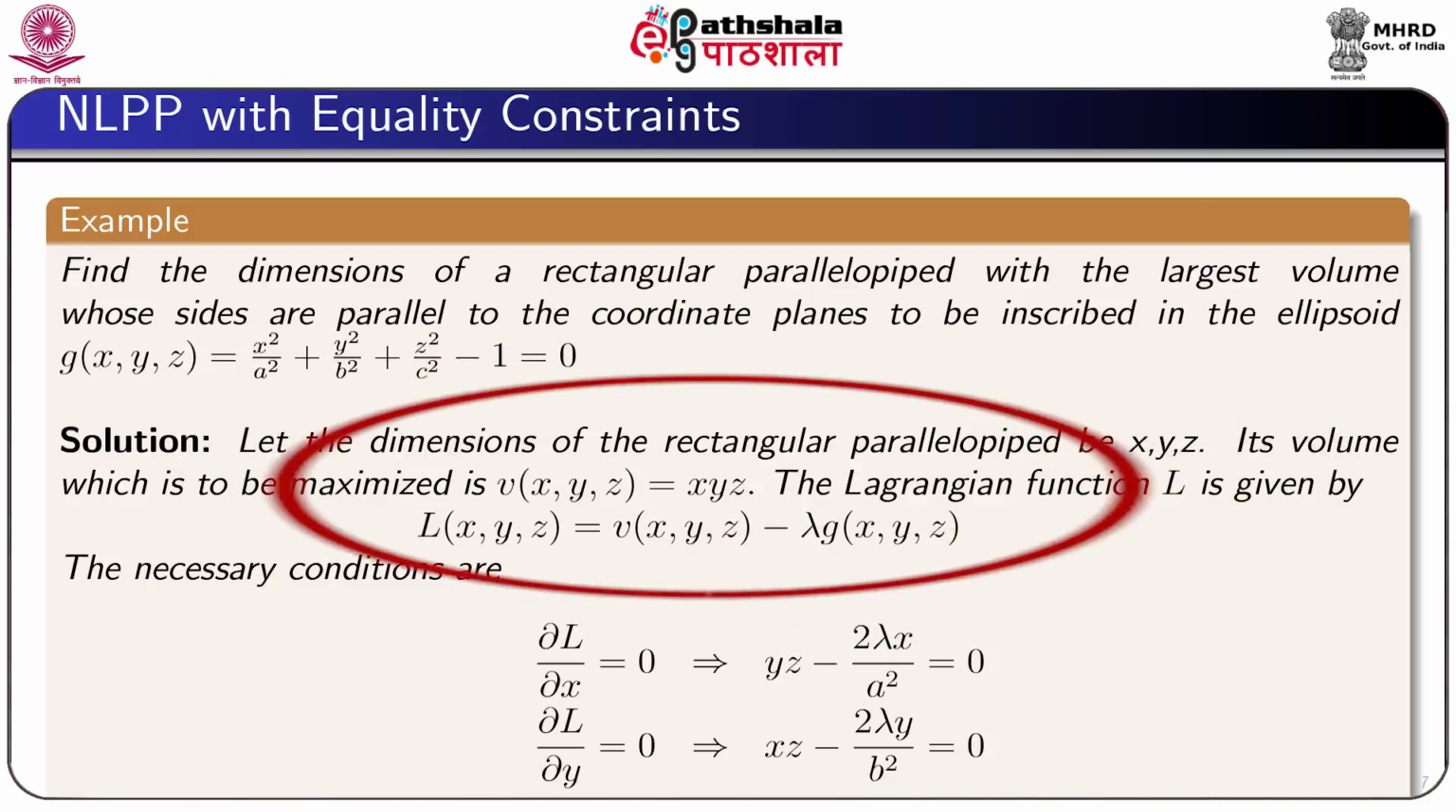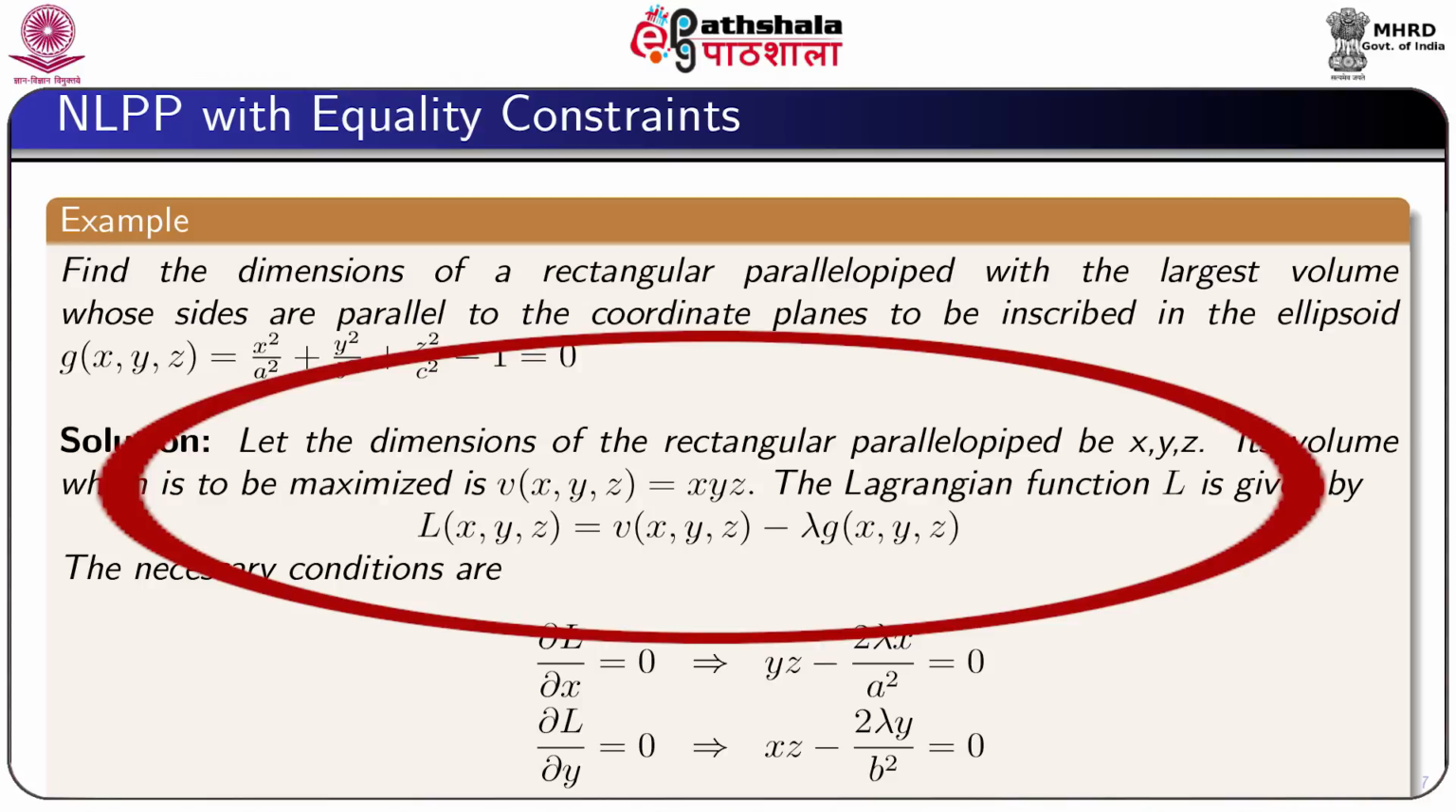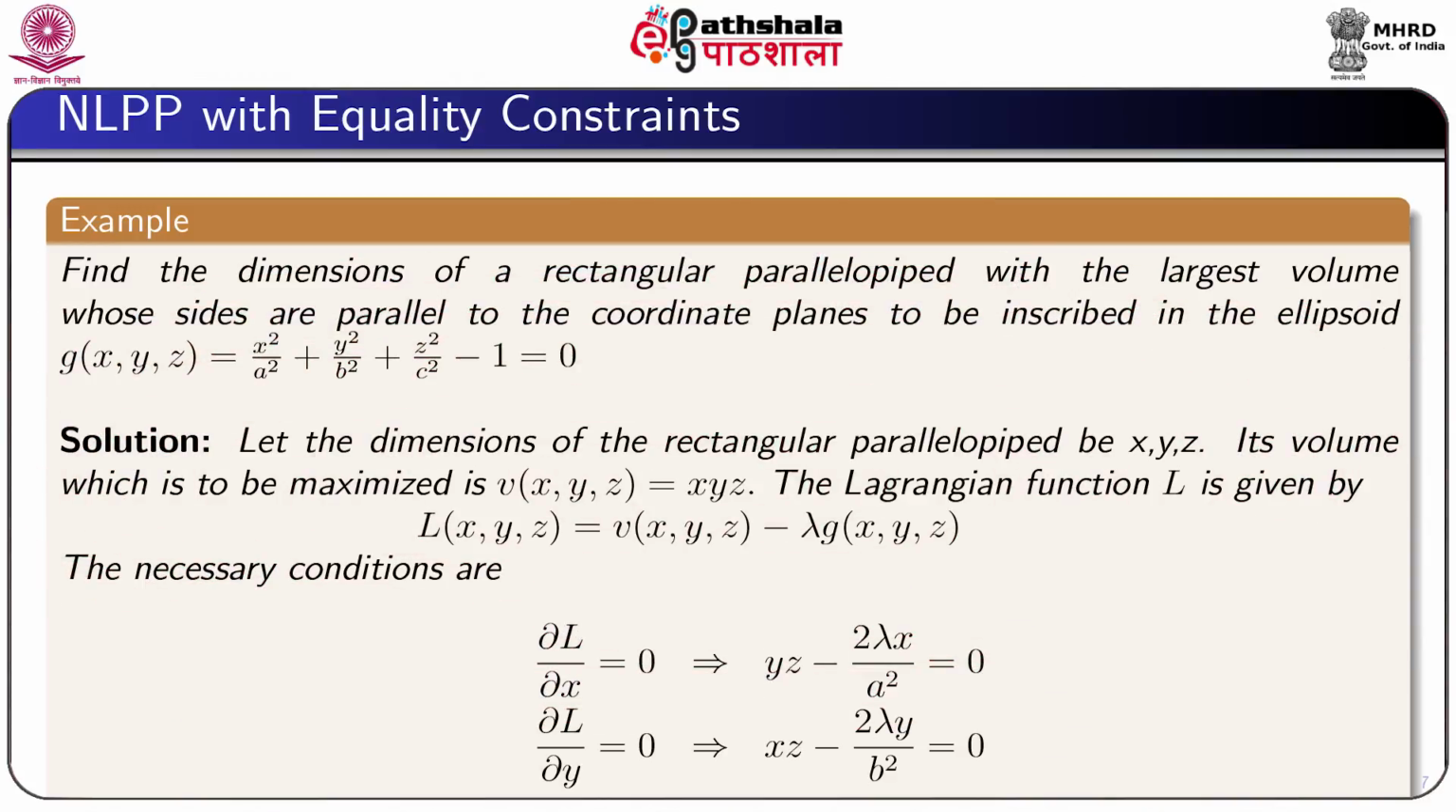Let the dimensions of the rectangular parallelepiped be x, y and z. So, its volume which is to be maximized is V(x, y, z) equal to xyz.